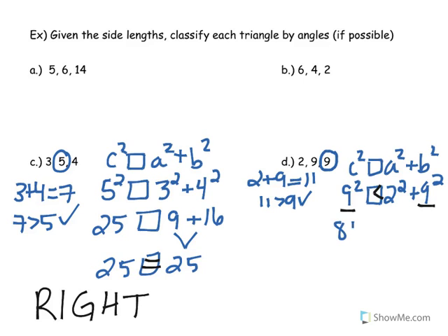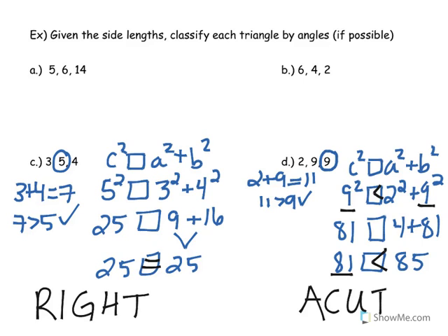So 9 squared is 81. How does that compare to 4 plus 81? And that means that 81 is comparing to 85, which is definitely now less than, like we had said before. And when C squared is less than A squared plus B squared, that means the triangle is acute.